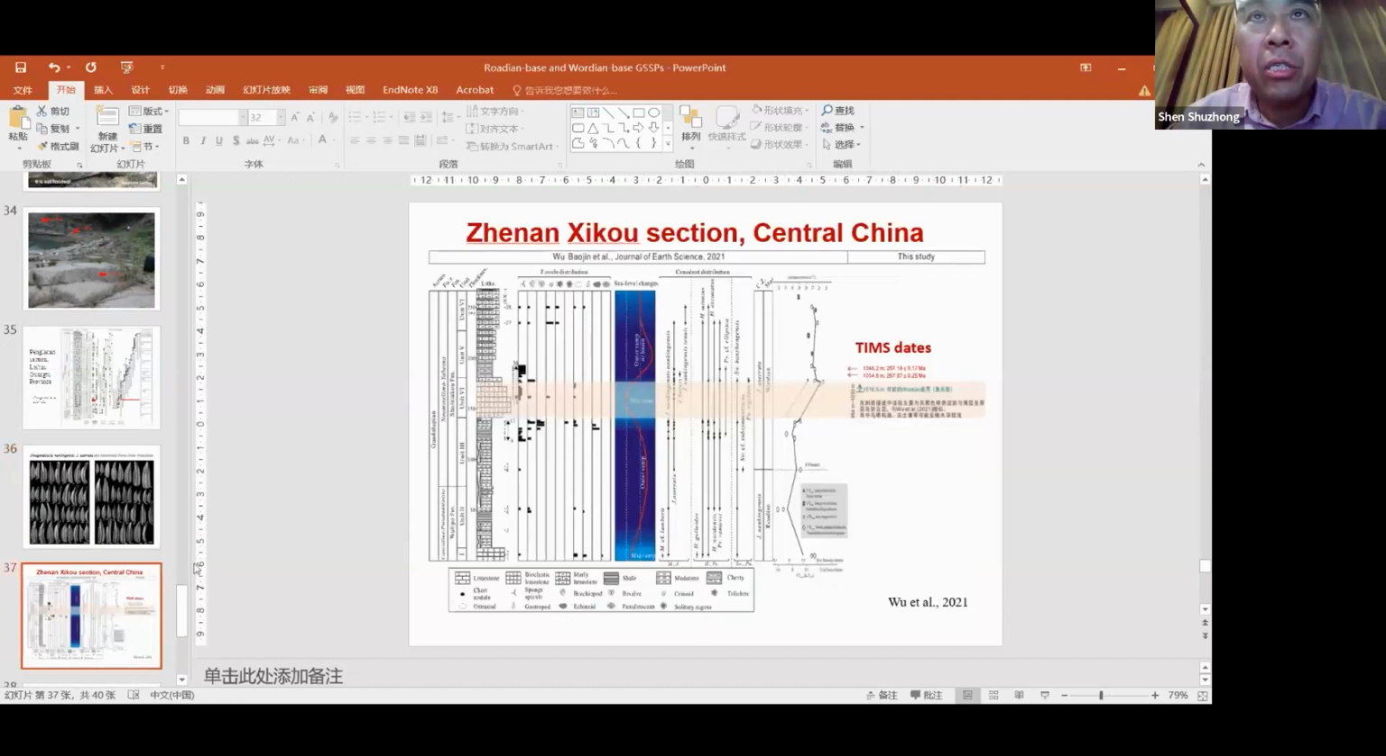In another section in central China, called the Zheng'an Xikou section, we find some ash beds. There are 2 ash beds here, within the Gymnogonella acellata zone, very close to the base of the Wordian or even the Wordian-Roadian boundary interval. And those 2 ash beds have been well dated with very precise dates here.